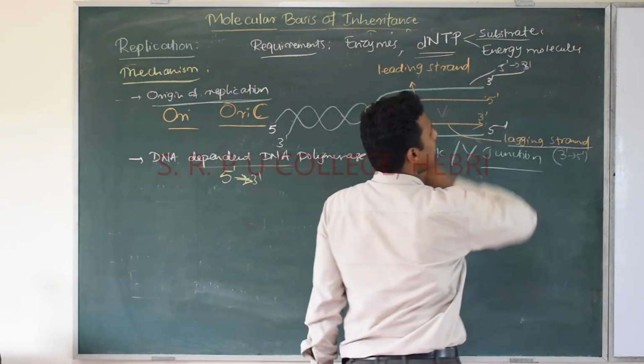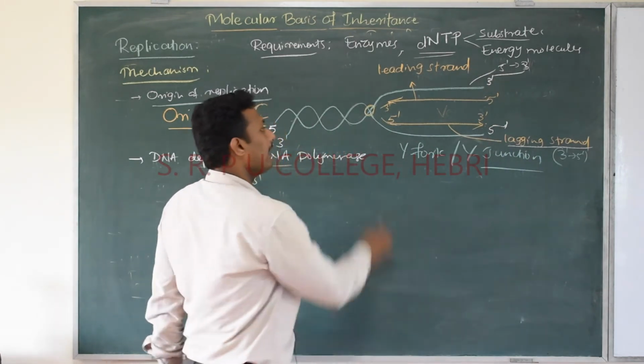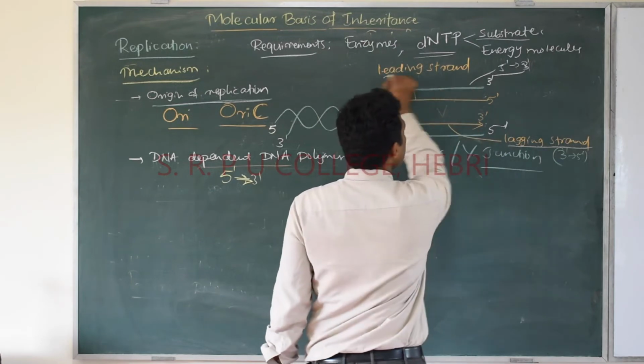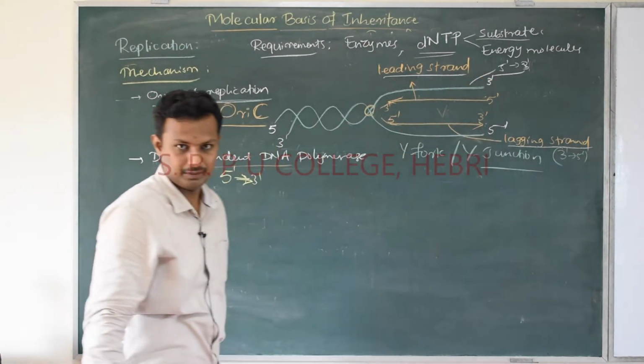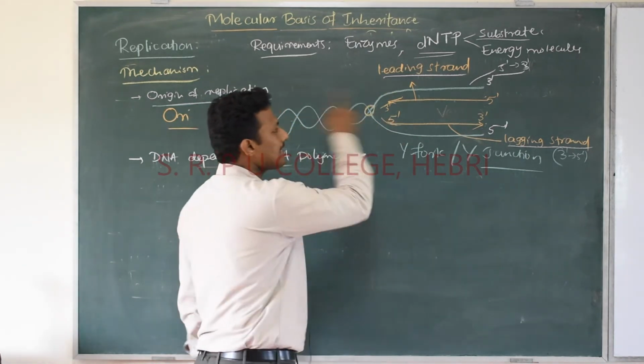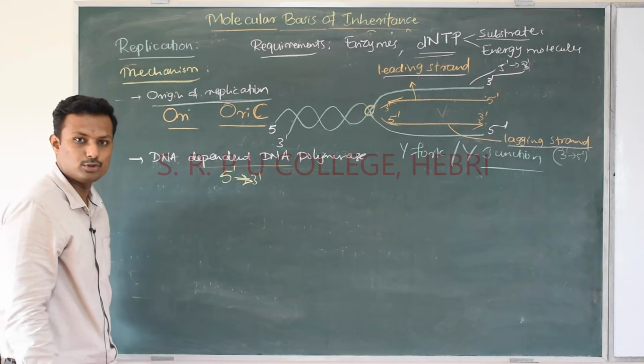Whereas if the template strand has got the polarity that is 5 prime to 3 prime, then this strand will be called as leading strand anta kariteve. The new DNA strand that is produced on that template strand will be called as leading strand, right? So this is one more point that is to be understood.